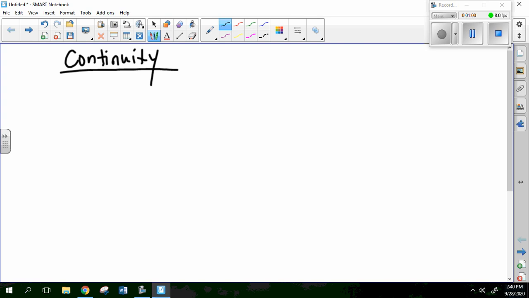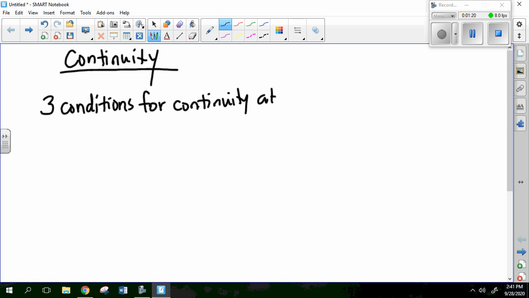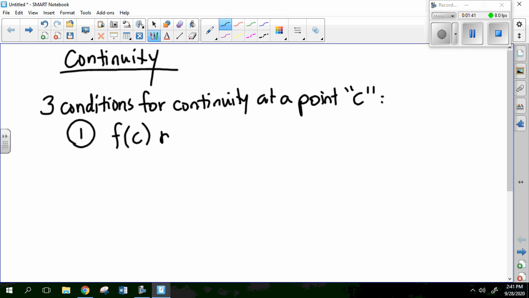To prove continuity without a graph, there are three things that you have to be able to show. So there are three conditions for continuity at a point, and we're going to call that point C. It's generic, in the sense that we're talking about any possible point on the graph. The first condition is that f of C must exist.